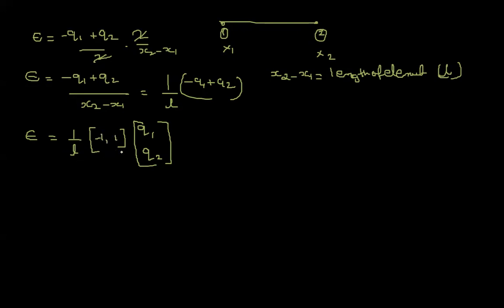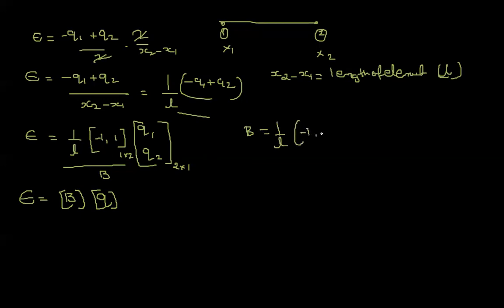If you multiply the one row, two columns matrix by the two rows, one column matrix, you get the above equation. So I have transformed this linear equation into matrix form. Here epsilon is equal to the B matrix into the displacement matrix Q, where B is equal to 1 by L times minus 1 comma 1.